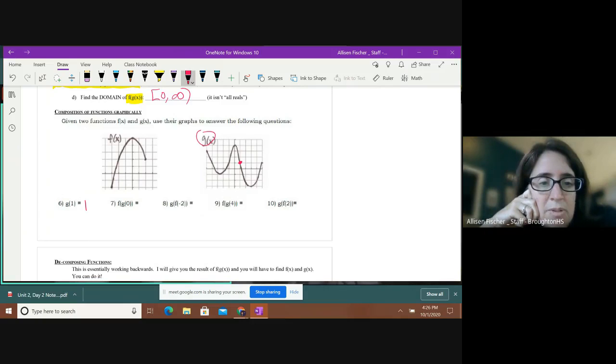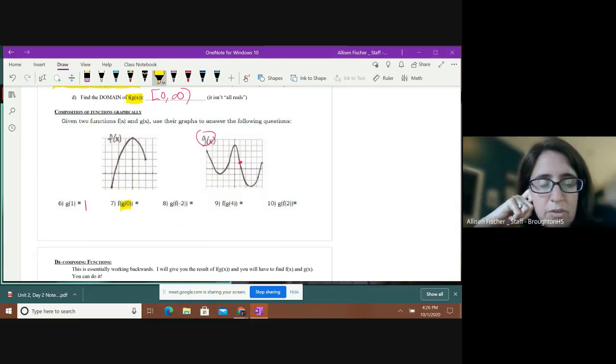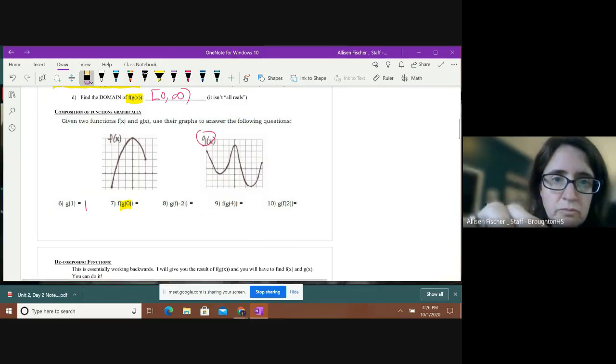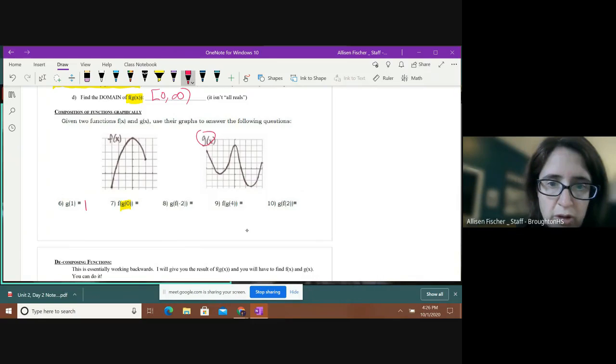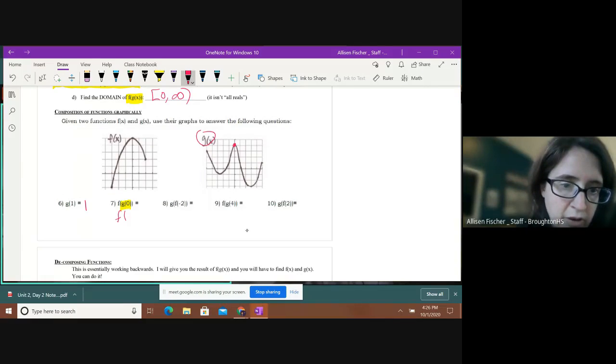When we do compositions, it's going to be the same idea, except it's basically a 2-step problem. So for number 7, when it says f of g of 0, you always want to start in the parentheses. So you're going to start at g of 0. It's like order of operations. Start inside the parentheses first. So we want to look at g of 0. When x is 0, what is y? 4. So now we're going to do f of 4.